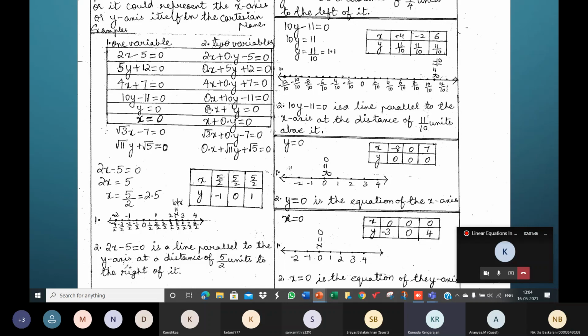You can try it here also. This is the equation. You give different values for x, because it's 0x. Whatever be the value of x, you give x as 1, 2, 3, 4, 5, 6, minus 8, minus 5, whatever, it's anyways going to become 0. y is 0. So whatever be the value of x, y will always be 0.